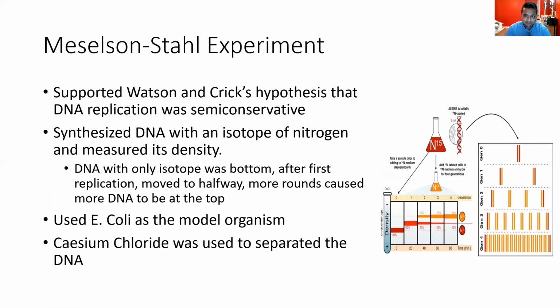The Michelson-Stahl experiment. This one's kind of easy. So, this was kind of proof of the semi-conservative nature of DNA replication, and that supported Watson and Crick's hypothesis. So what they did was they synthesized DNA that was all made with nitrogen-15, which is a heavy isotope of nitrogen. And then they measured its density in, I believe it was DMSO they used. And then they did one replication of it, and it's only one band.